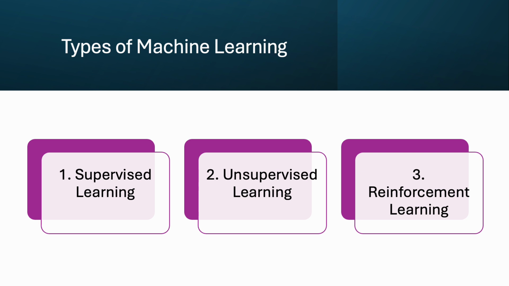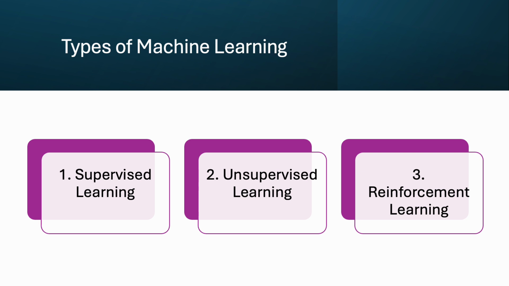Machine learning can be divided into 3 types. Number 1 is supervised learning. This is where the model learns from labeled data, meaning the data includes both input and the correct output.